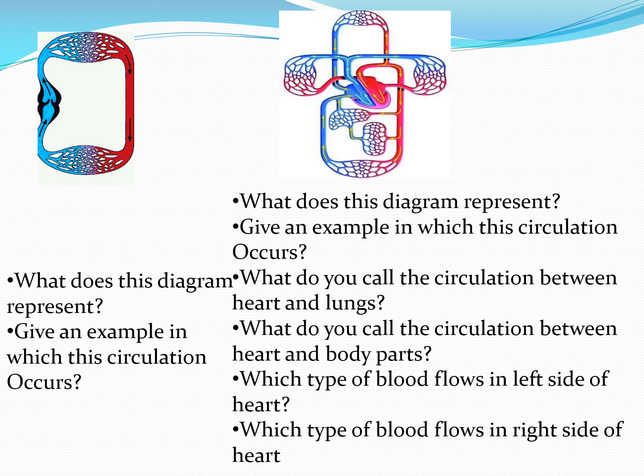Next, towards your right side, what does this diagram represent? It represents double circulation. Second question, give an example in which this circulation occurs. This circulation occurs in amphibians, reptiles, birds, mammals. Next, what do you call the circulation between heart and lungs? The circulation between heart and lungs is called pulmonary circulation. Next question. What do you call the circulation between heart and body parts? The circulation between heart and body parts is called systemic circulation.